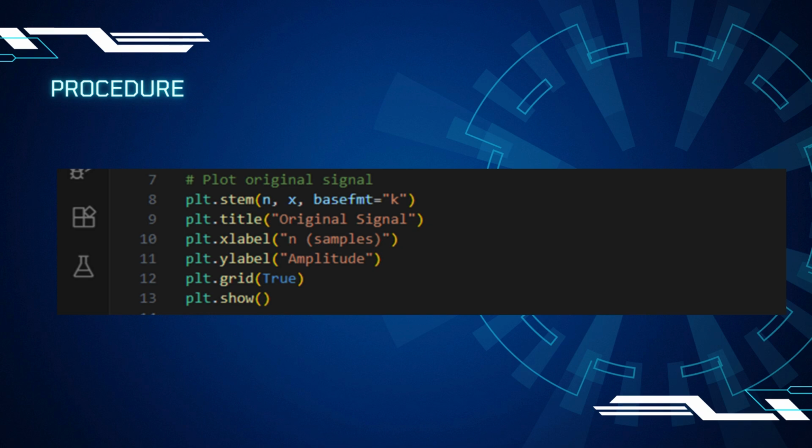We use these functions. The stem function is used for discrete signals, showing each sample as a vertical line with a marker at the top, kind of like lollipops. In the command plt, it plots our signal's values against the sample numbers with a black baseline. These lines add the title, axis labels and the grid to make the plot easier to read. When we run this, we will see a set of vertical lines representing the original sine wave sampled in time.